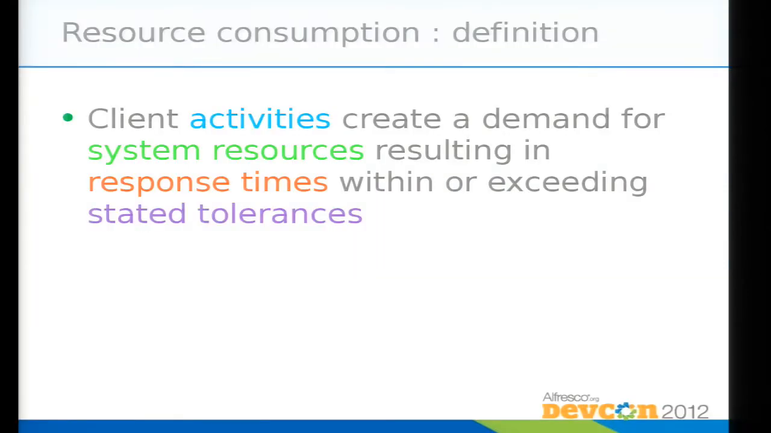So the first section is just trying to model the system. So the most basic definition that we can have is this, I think. We have client activities that create a demand for some system resources, and then it results in response times that are within or exceeding stated tolerances. That's the basic definition of what's happening when you have some people accessing a given system.